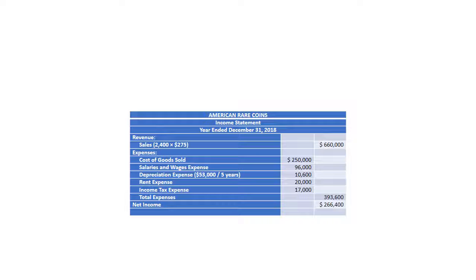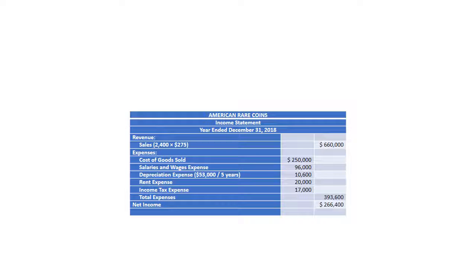However, during 2018, ARC sold 2,400 units of merchandise for $275 each. So that's definitely a revenue. That's the beginning of our income statement, $660,000 of revenue. It does go on to say that before the end of the year, the company collected 85% of this amount. So we'll keep that in mind. The cost of goods sold for the year was $250,000. That's definitely an expense, and you can see it listed there.